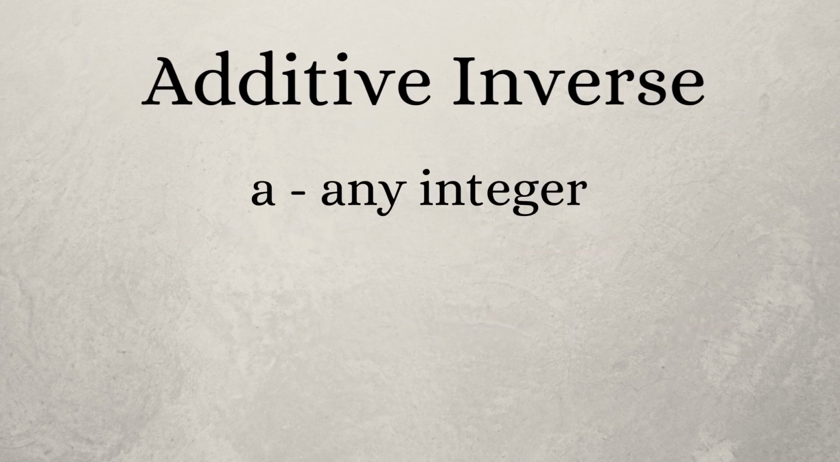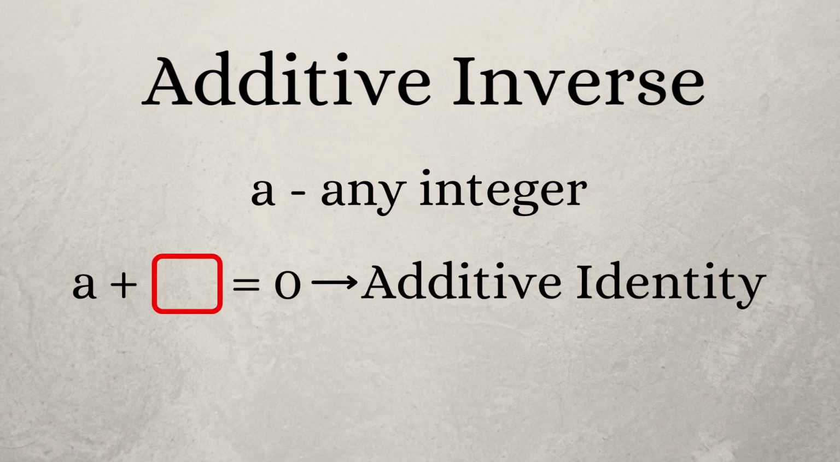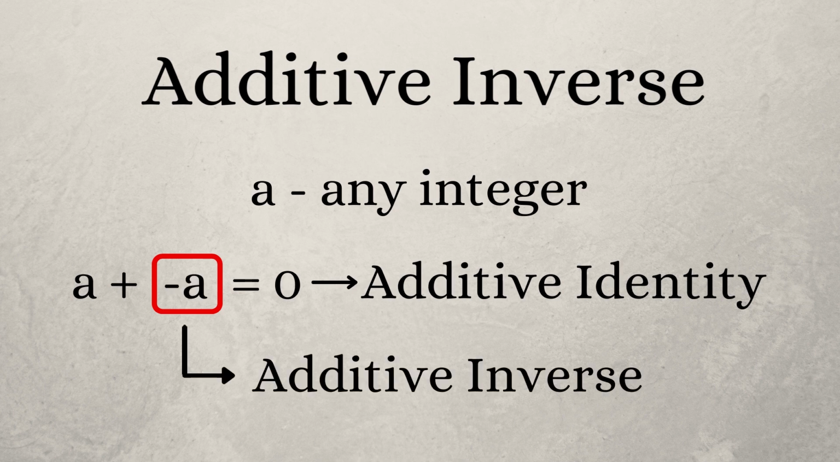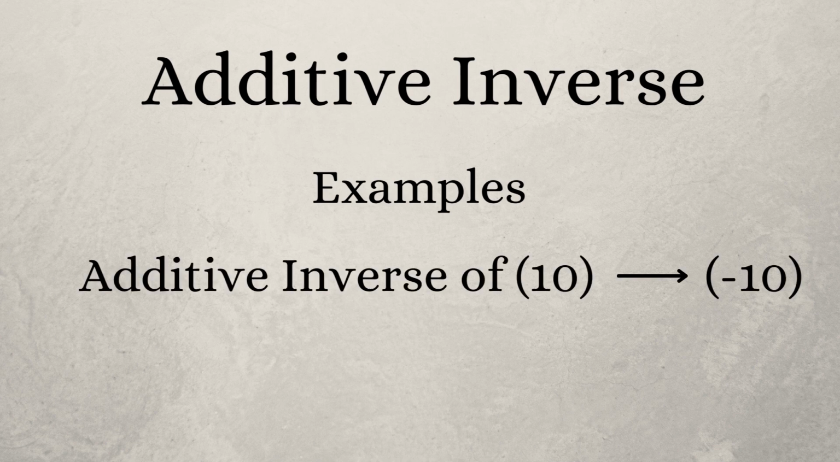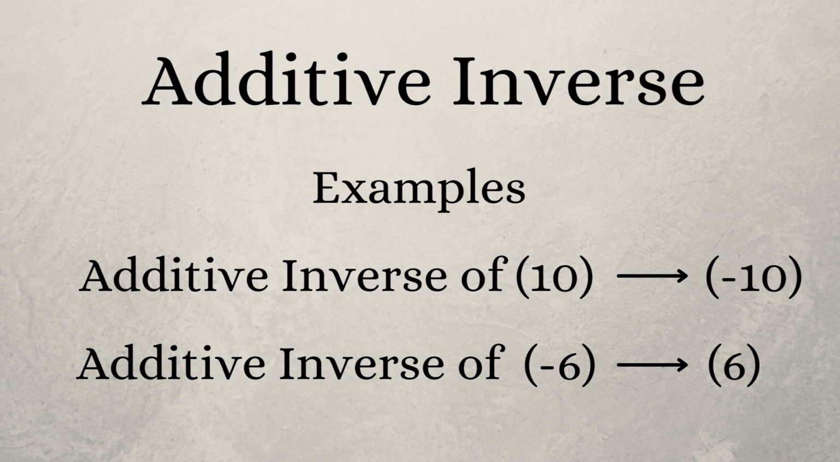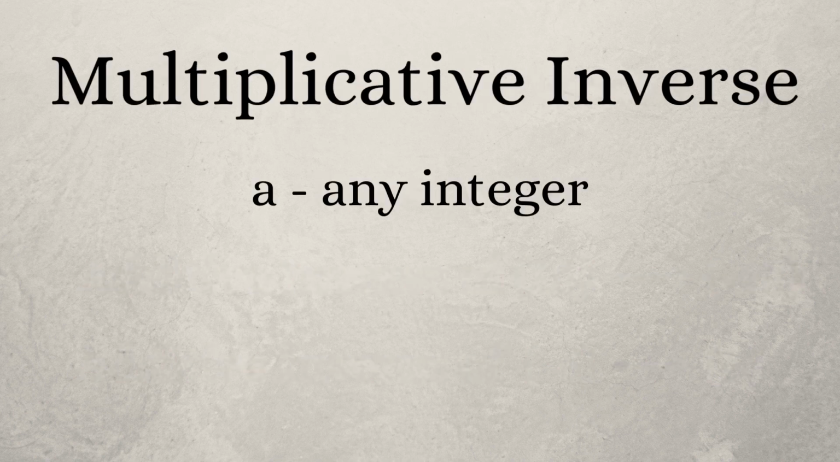Moving on to additive inverse. When a is an integer, the sum of a with a special number should result in 0, which is the additive identity. This special number is minus a, which is the additive inverse of a. Let's check some examples. So the additive inverse of 10 is minus 10 and the additive inverse of minus 6 is 6.